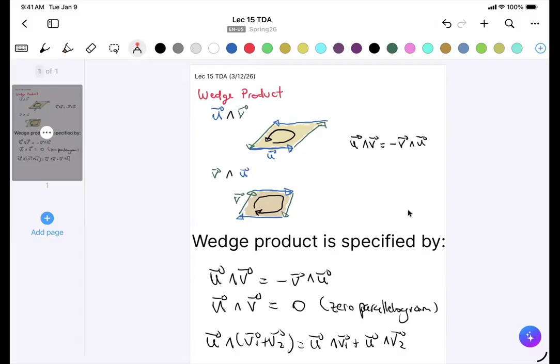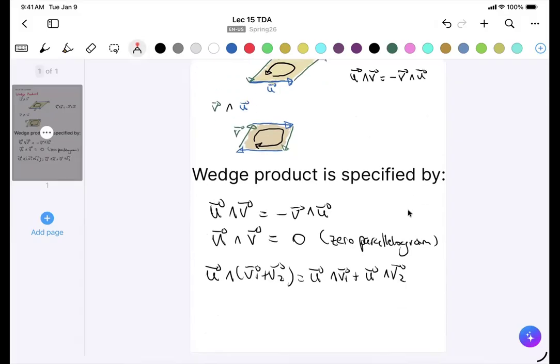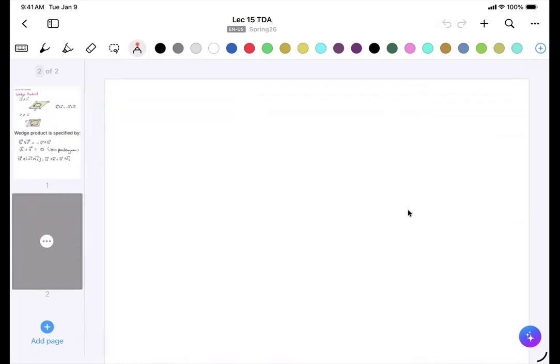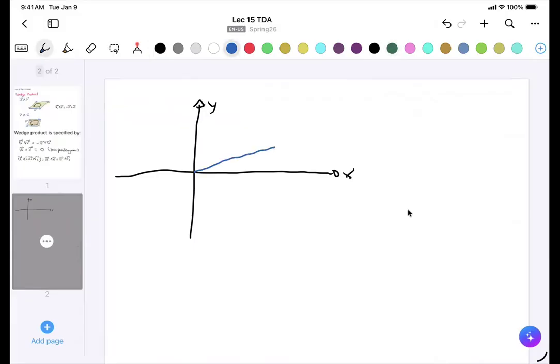But actually, I want to show you a formula here first, so that you see that it's super elegant. This is really fun. The beauty about the wedge product is that you don't have to remember almost anything. That's so cool. That's what's so nice about it. Everything becomes really straightforward. So imagine you had a vector u.